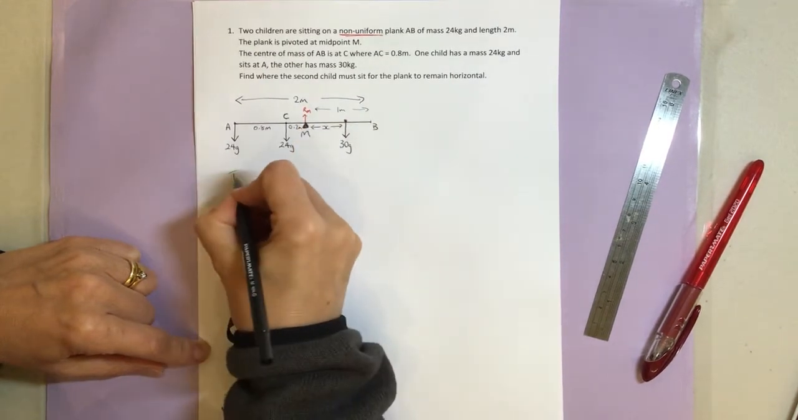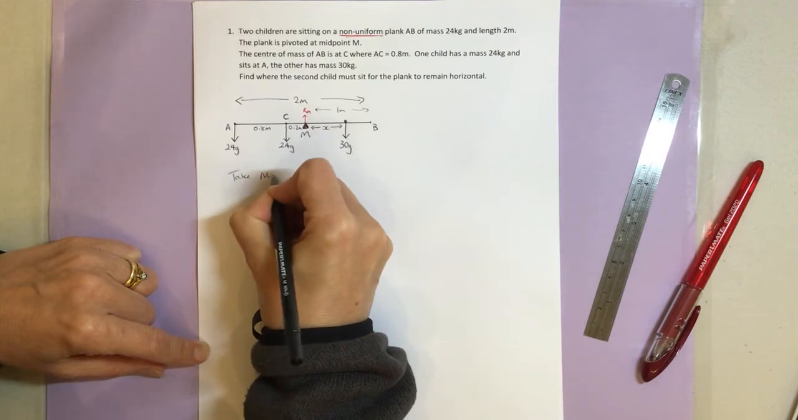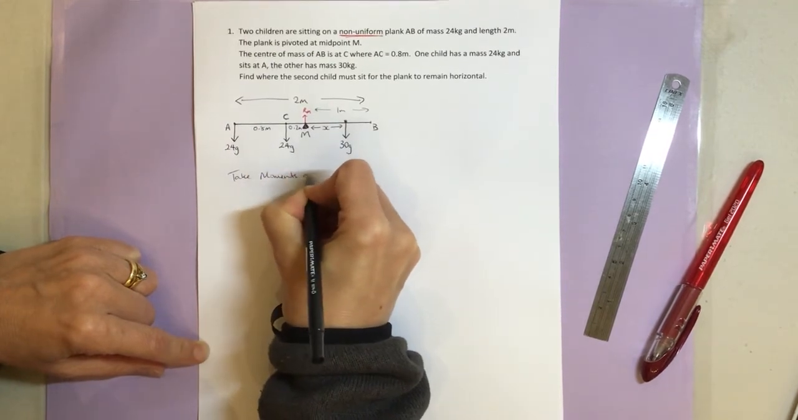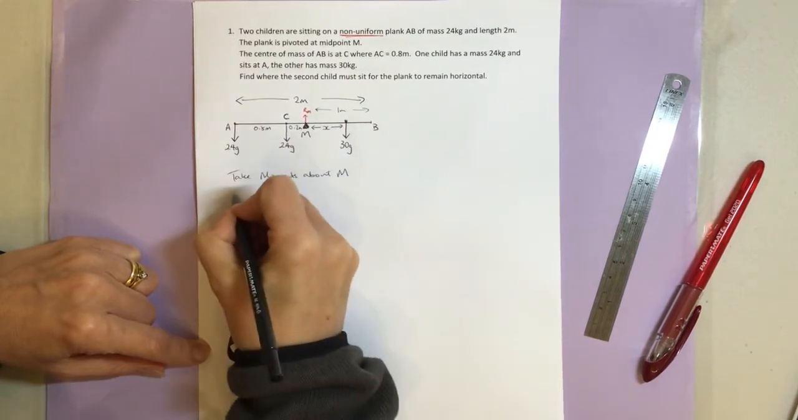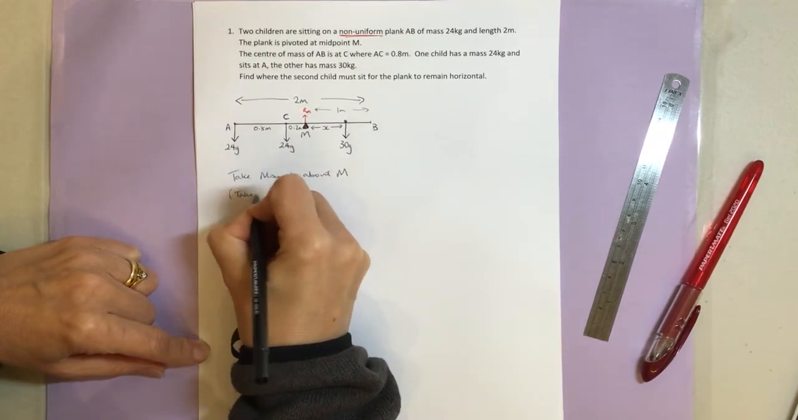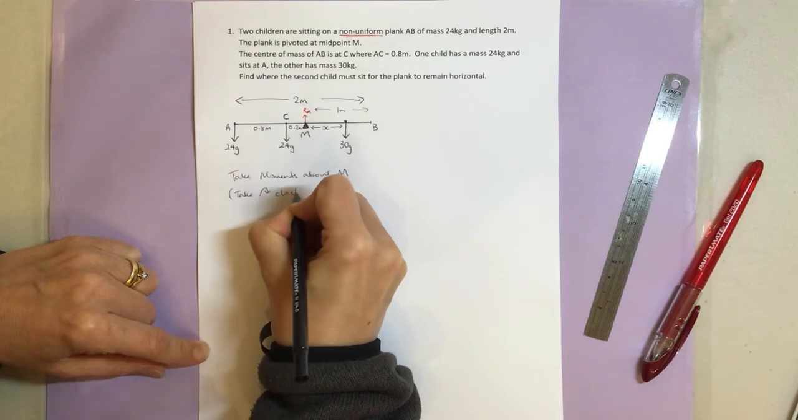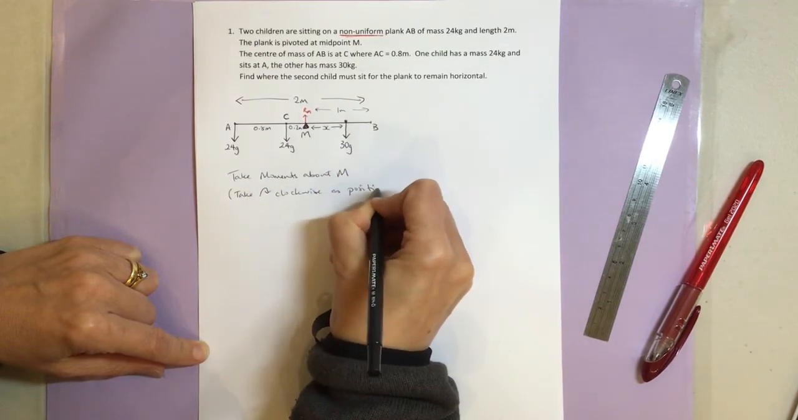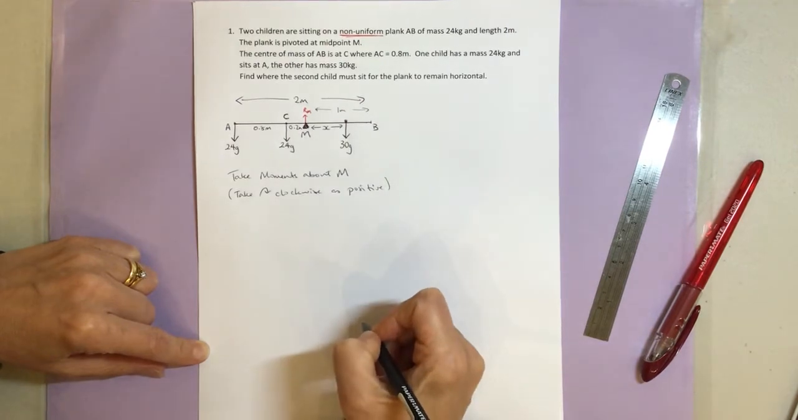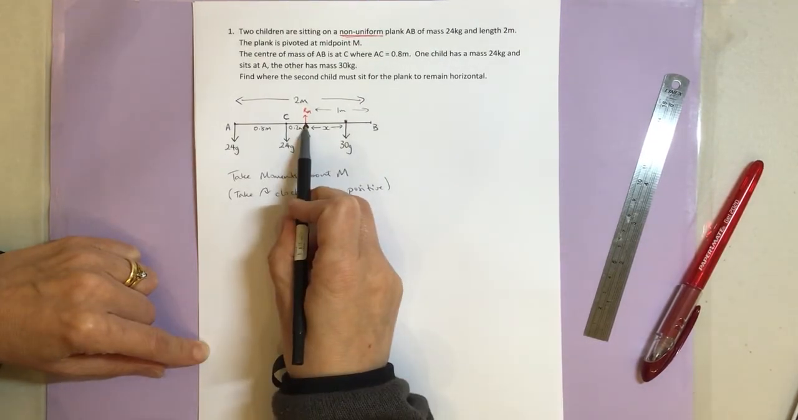I'm going to tell the examiner I'm taking moments about point M, that midpoint there. And what am I going to do? I'm going to do my usual. I'm going to take clockwise as positive, but I'm telling the examiner that so that they can see what I'm trying to do in all of this. Okay, so let's have a look at this, moments about M.